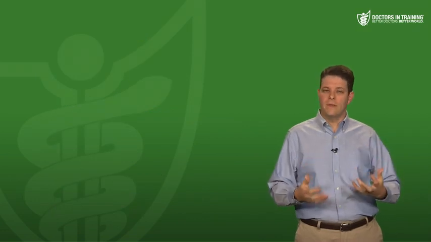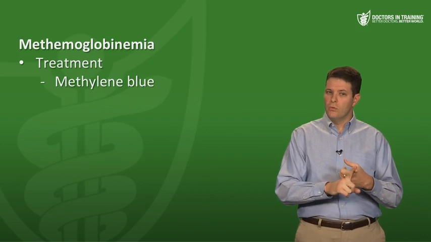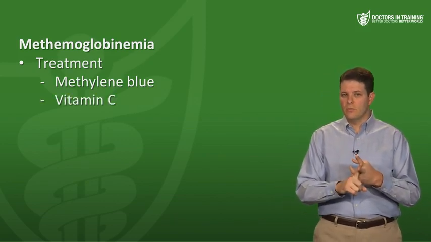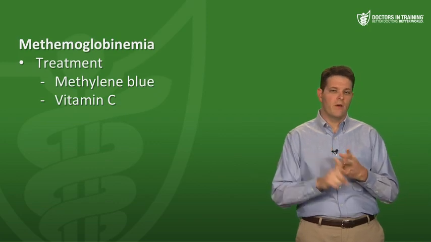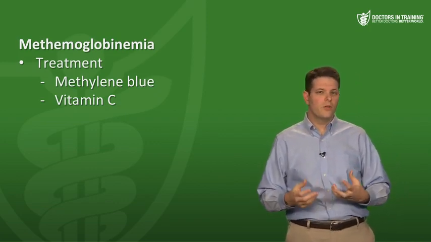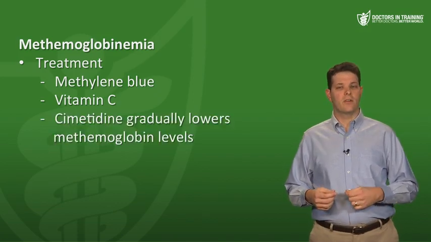So what do you do in that situation? Well, methemoglobinemia can be treated with methylene blue, and then vitamin C is another important antidote. So remember, methylene blue for methemoglobinemia and also vitamin C. There's one other drug that can be used to gradually lower methemoglobin levels, which is the H2 blocker cimetidine.